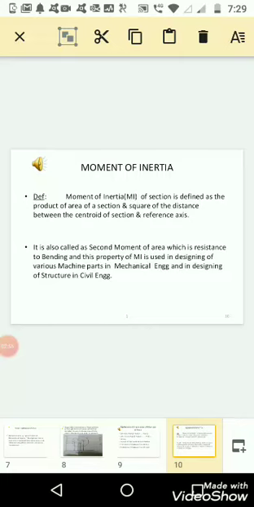This mechanical property of any material is very useful in various fields, and that's why we have to study moment of inertia, so that we know the moment of inertia of various sizes and shapes for its future application. Next slide.